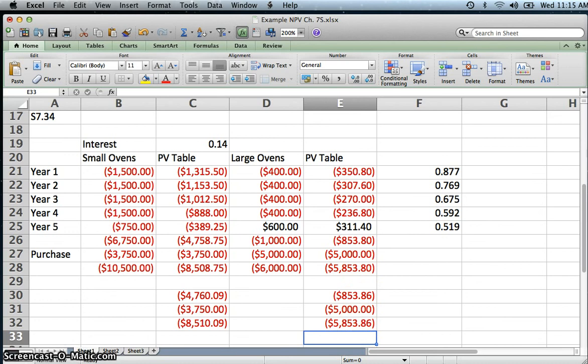That's how you do net present value. I'll talk about in class how to do it a little bit differently if your amounts are exactly the same. We can use what's called an annuity table.